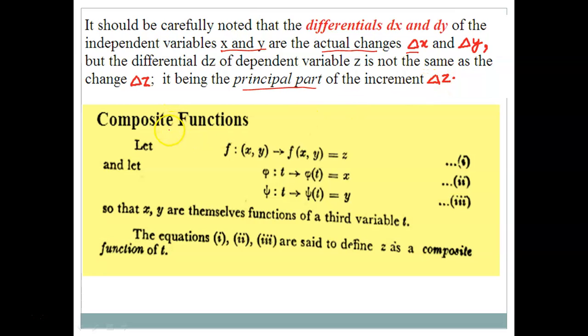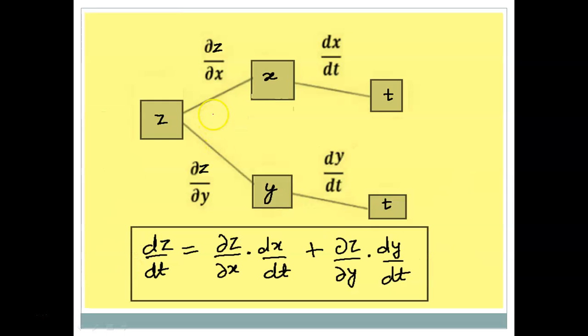So now we talk about the composite functions. What is the meaning of composite function? Suppose you are given that z is a function of two variables x and y, and x is further a function of variable t and y is further a function of variable t. That means x, y are themselves functions of a third variable t. In that situation, z is said to be the composite function of t. We can visualize the situation like this.